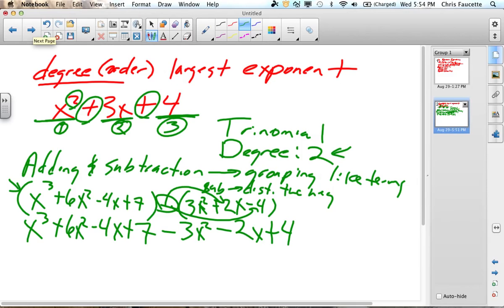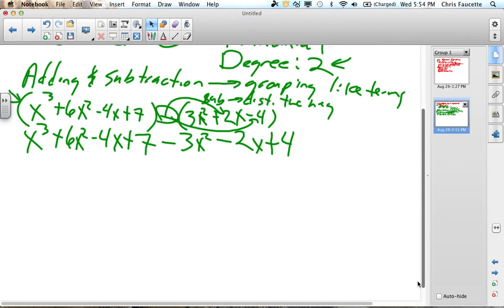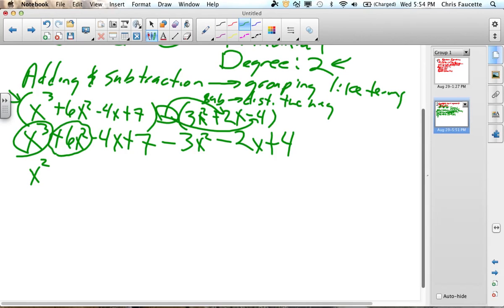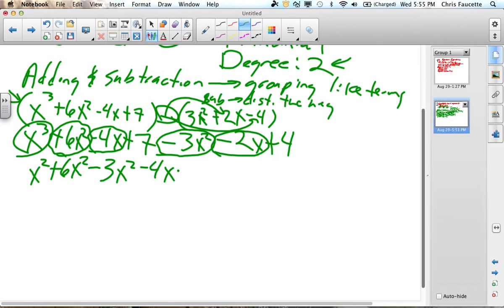And now I come back in, and I group all of my like terms. So I only have one x cubed, so I put that down there. You notice I've got an x squared here, and one here. So I'm going to have plus 6x squared minus 3x squared. Then I've got a minus 4x minus 2x. Then I'll have plus 7 plus 4.